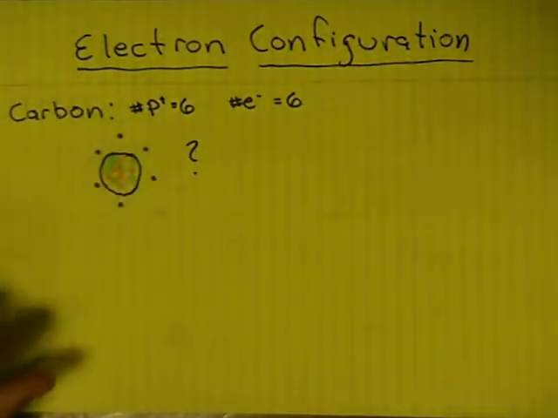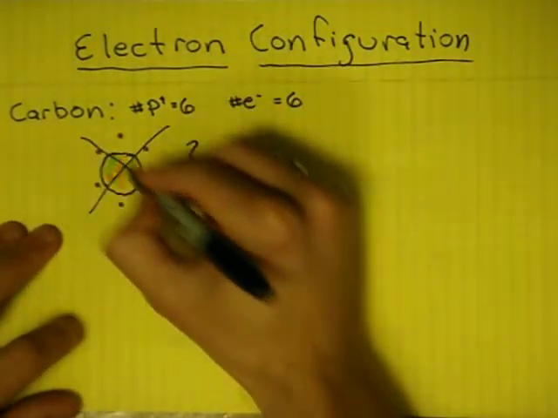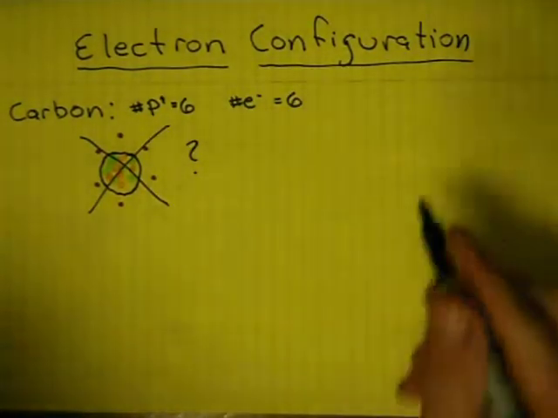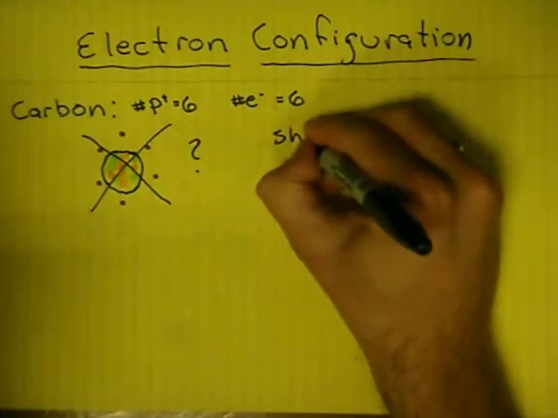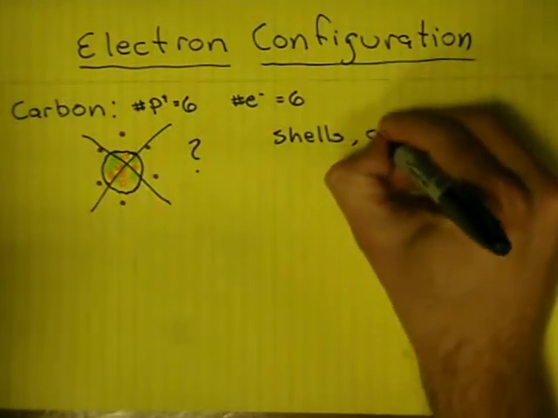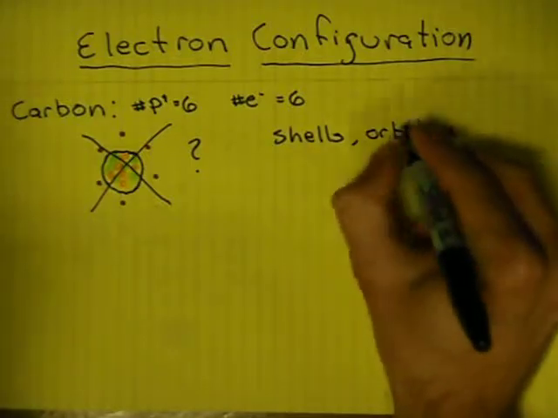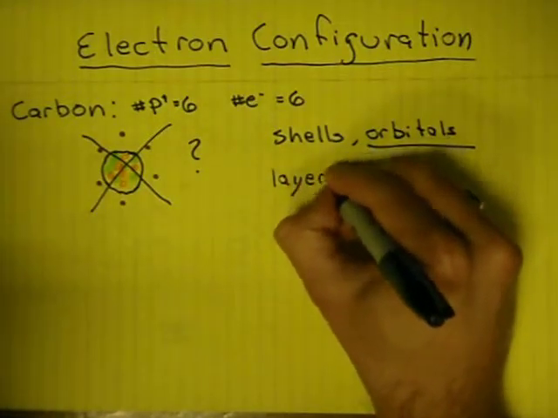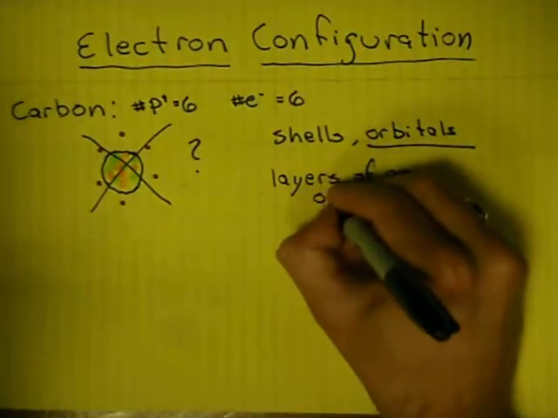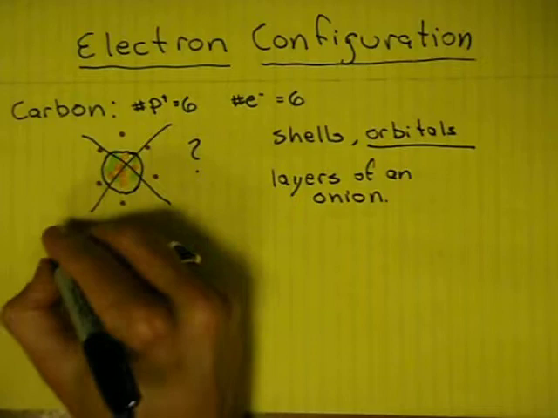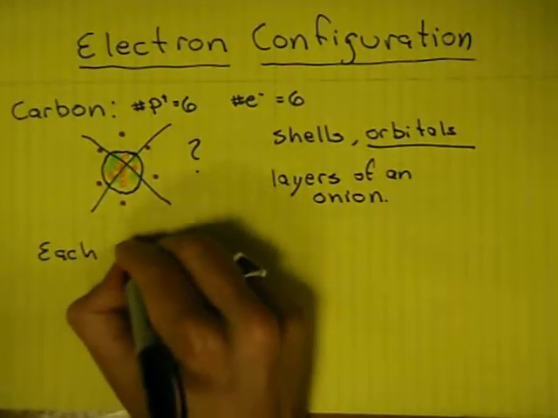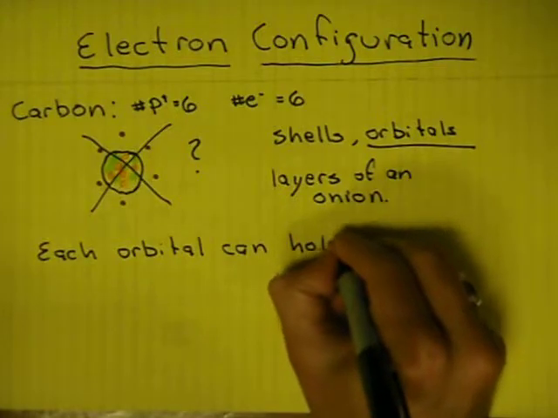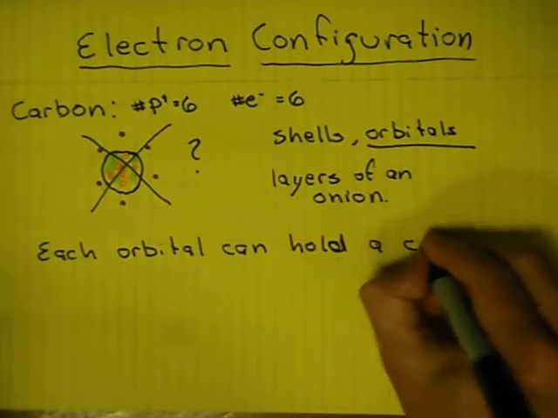So it turns out those 6 electrons aren't evenly spaced around it, so that is wrong. One of the things about electrons is that they surround an atom in shells or orbitals. And a way to think of these, they're like layers of an onion. And each orbital can hold a certain number of electrons.